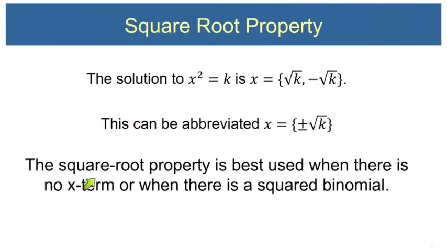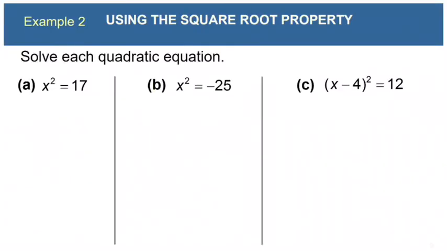Now notice that the square root property is going to be best used when there's no x term or when there is a squared binomial, because you do need to have something squared on the left and just a number on the right. And now let's practice. So we're going to solve each of these quadratic equations. The first one says x squared equals 17. Okay, so here we have a situation where we have an x squared equals k.